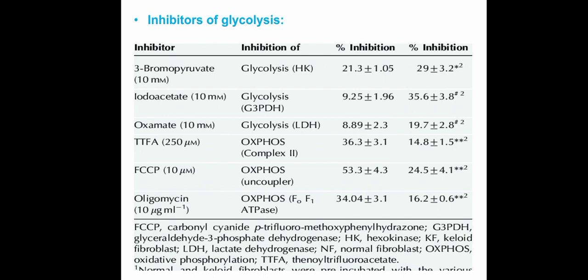What are the names of those blockers or inhibitors? Those are iodoacetate or iodoacetamide. Some other blockers are also given there: oxamate, TTFA, FCCP, oligomycin. Their full names are given below the table. The percentage of inhibition and such details are not important for your exam, but you have to know what the inhibitors are, how they inhibit glycolysis at which step, and on which enzyme they act.